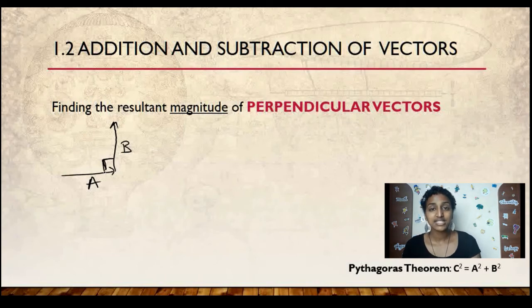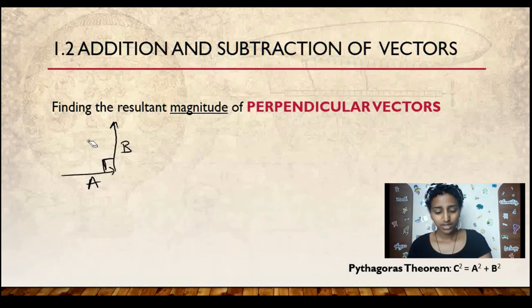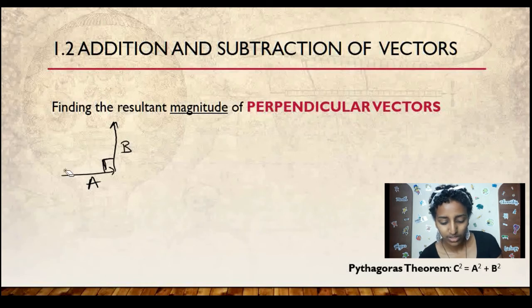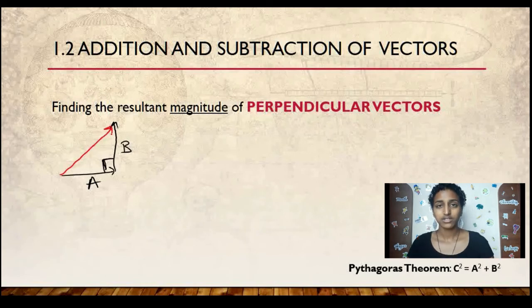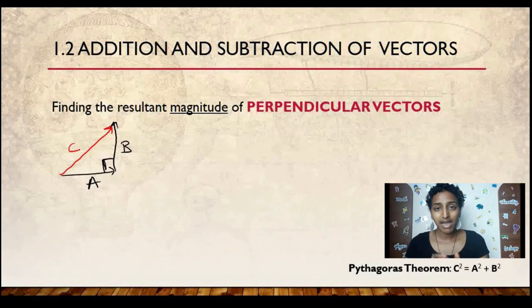Now, again, let's consider A and B, the two sides that we know of a right angle triangle. In order to find the third side, vector C, we close off this right angle triangle with the hypotenuse. So this hypotenuse then becomes C, right? Our goal is to find the magnitude of C and the direction of C. To find the magnitude of C, we simply use the Pythagoras theorem.